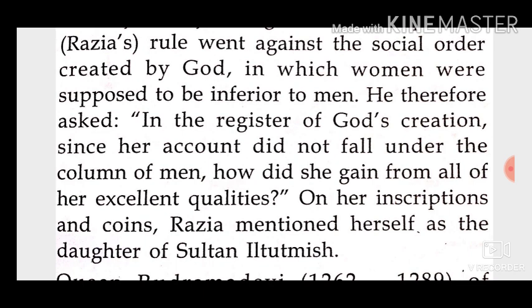According to him, it is God's creation that women were supposed to be subordinate to men. And how can a woman be a ruler? He said these words when Raziya Sultan, daughter of Iltutmish, was made the queen of Delhi Sultanate. Though he thought that the queen was the most eligible of all those at that time, he was still not comfortable with the idea of a woman being ruler of Delhi.